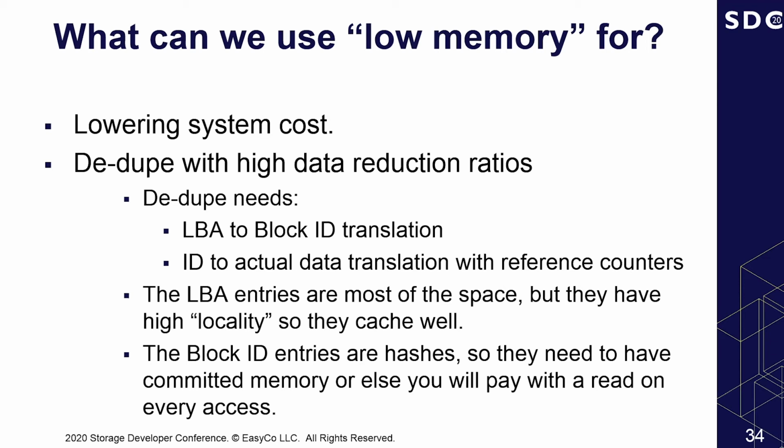Block IDs are random because of their hash nature. This means you actually have to have enough RAM for them or be willing to take an extra I/O hit. Most vendors that do dedupe cannot come anywhere near 1 million IOPS, so I suspect that they're taking the I/O hit, or worse.